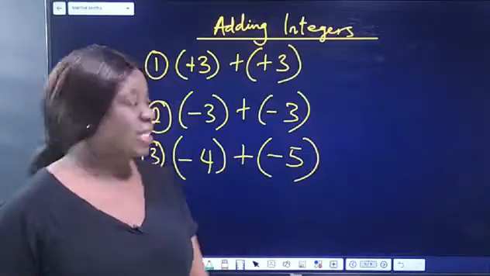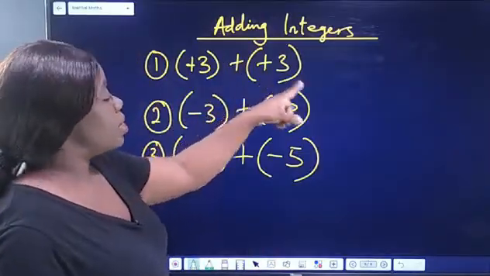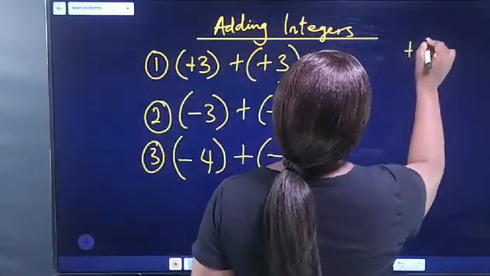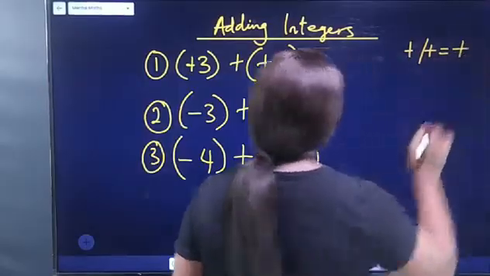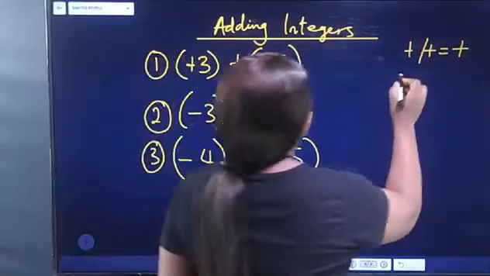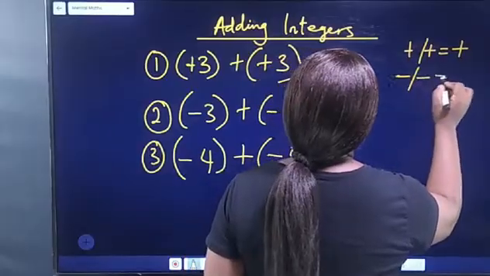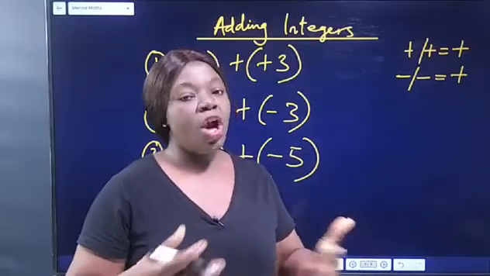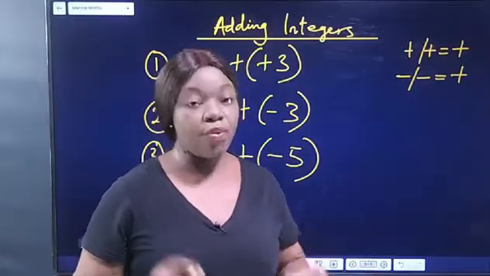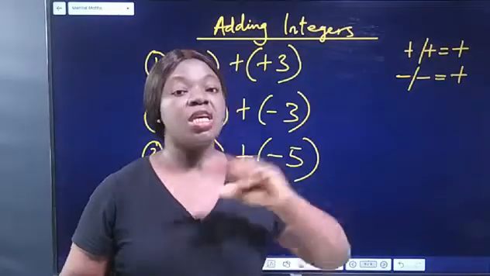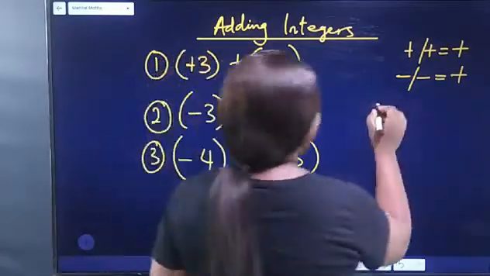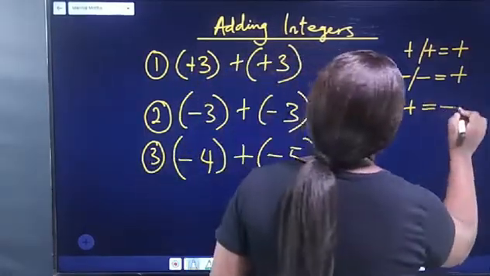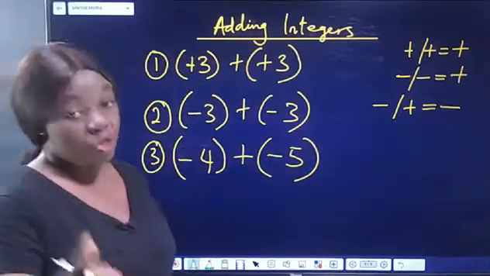Now let's add up integers. Plus 3 plus 3. Before we move on, I need you to take notes. When plus comes with plus, you have a positive answer. When minus comes with minus, you also have positive. In essence, when you have the same sign coming together, they give you positive, whether plus plus or minus minus. Now when the signs are different, when you have plus minus or minus plus, they give you negative.